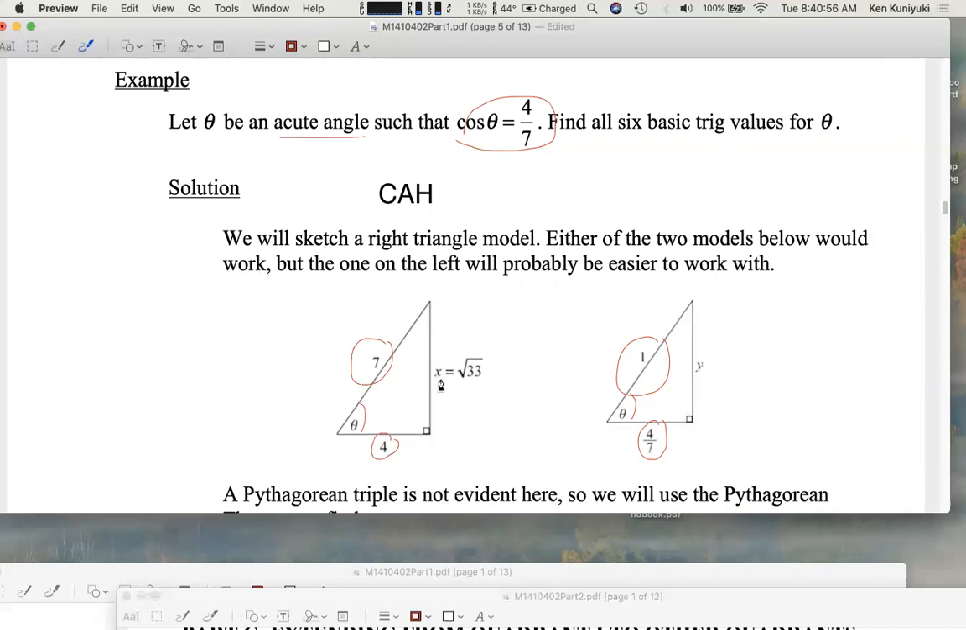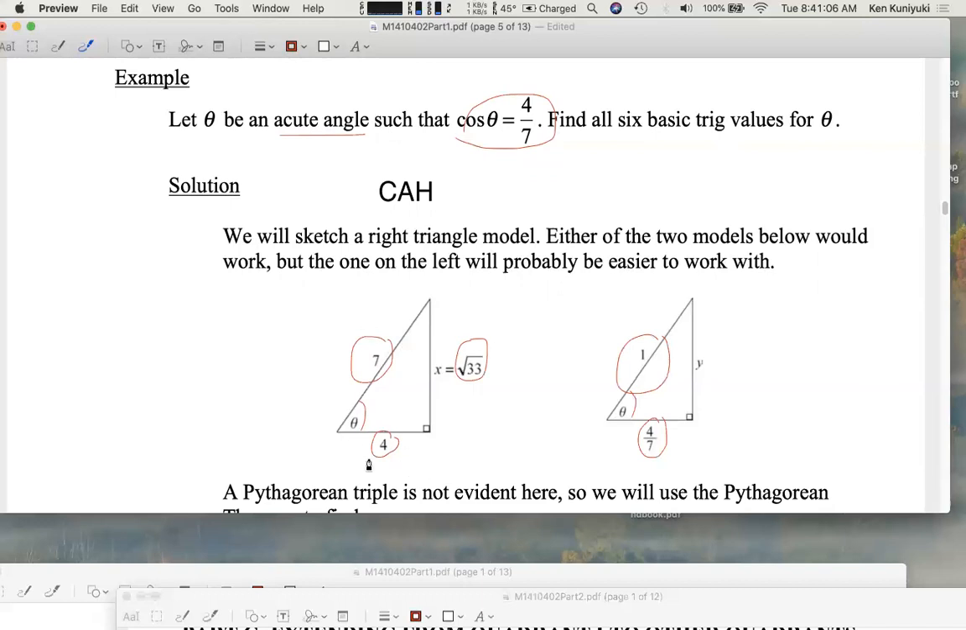Okay, it turns out that the missing side length will be root 33. If we want, we could assume these are all in meters. Let's assume a common unit. Okay, so we can assume that these are all in meters. It turns out this will be root 33.